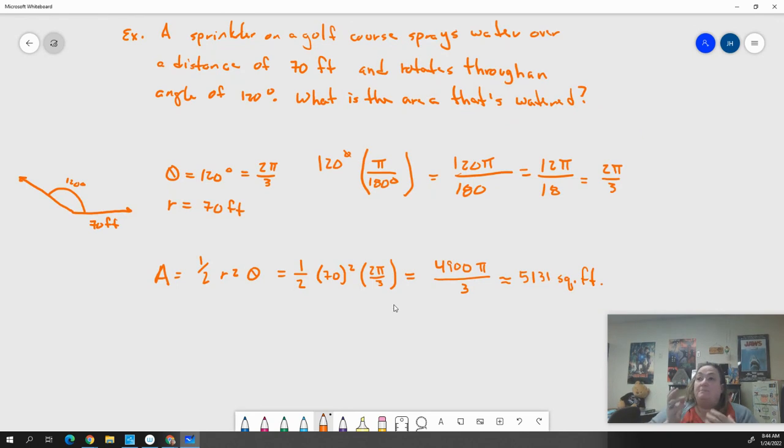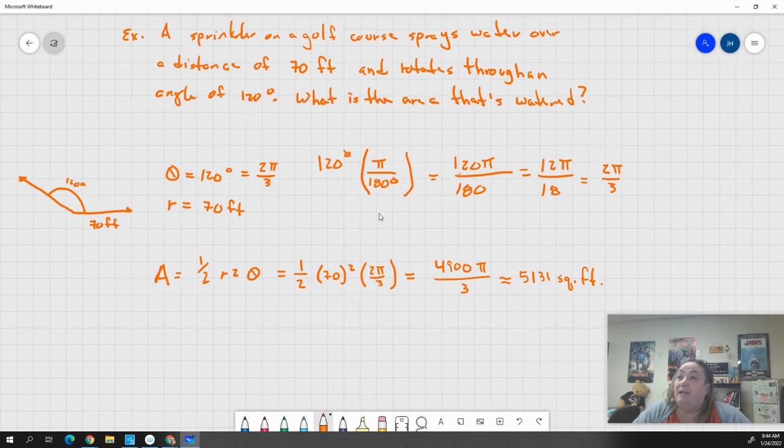Pull out the pieces, make it not be a word problem anymore, right? Once we knew what theta was and what the radius was, this was an easy problem. We just had to plug those into the formula and then put it in a calculator. So think about what they're asking for. And they'll usually tell you, right? They're saying, what is the area watered? Well, that's the area of a circular sector, so you're going to use that area formula.